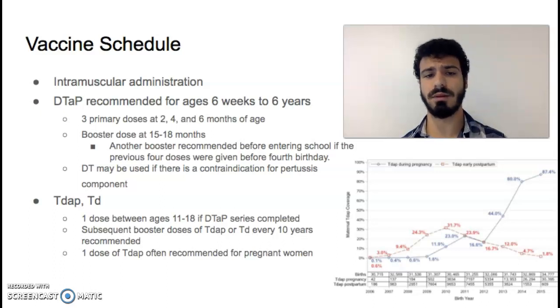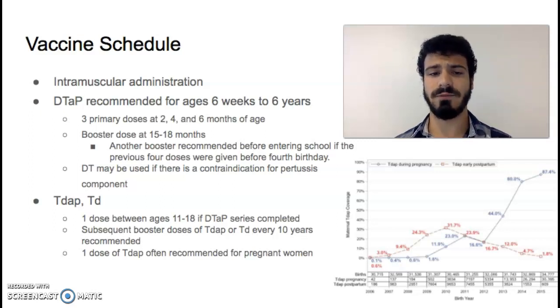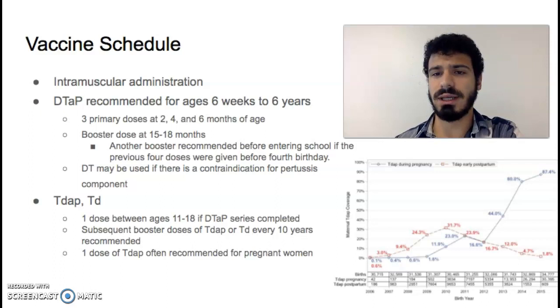After childhood, it's recommended that you get another dose between ages 11 and 18, but this would be the Tdap or the Td vaccine. And then after that booster during adolescence, subsequent booster doses of Tdap or usually Td are recommended every 10 years or so. And especially for older adults who have contact with infants, it's recommended to get the Tdap just to get that pertussis component.